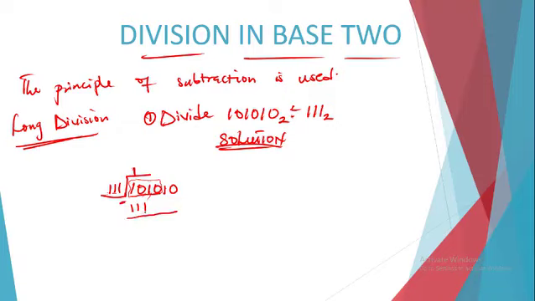0 minus 1 will not work. We carry this one and add it, it becomes what? 10. 10 minus 1 will give us what? 1. Okay, and here we are left with what? 0. Is that correct? Yeah.